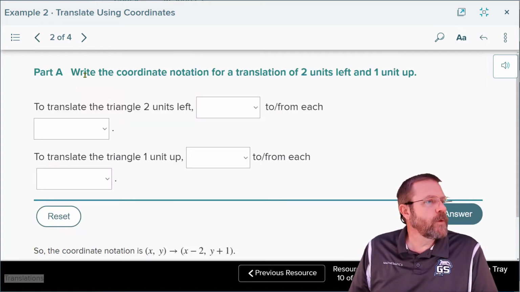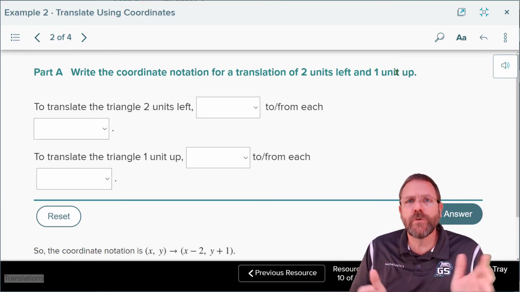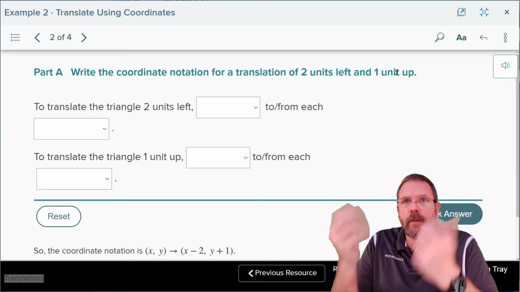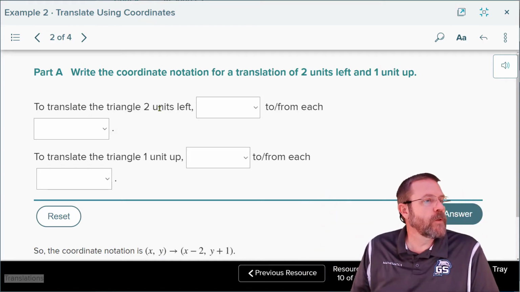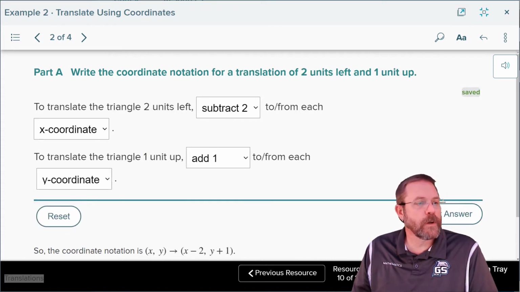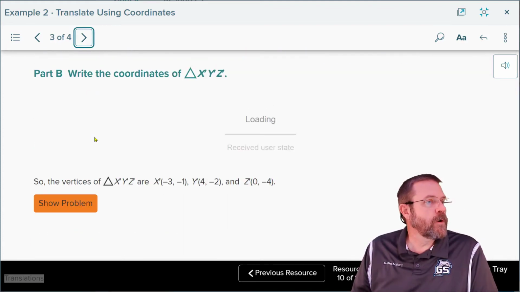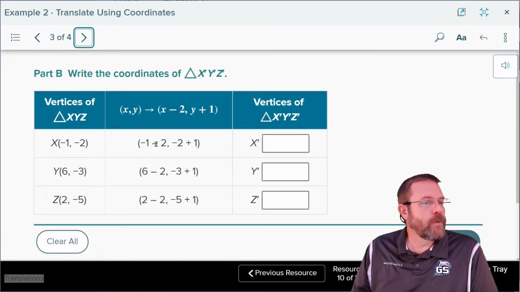So for this problem they say write the coordinate notation for a translation of 2 units left, 1 unit up. So your A term is moving left, that's a -2. Your B term is moving up, that's a +1. So to translate 2 units left, you subtract 2 from each x-coordinate, and then 1 unit up means you add 1 to each y-coordinate. Check that. That part is checked for us. Next we're going to move on to the next part that says to put in your new value.